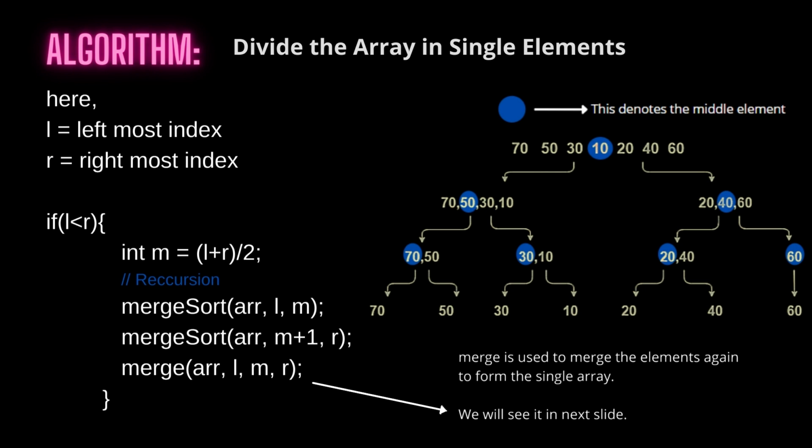We then call the merge sort method recursively on the L to M elements and then M plus 1 to R elements. And at last we call merge to form a single array out of the divided arrays. We'll see the merge method in the next slide.